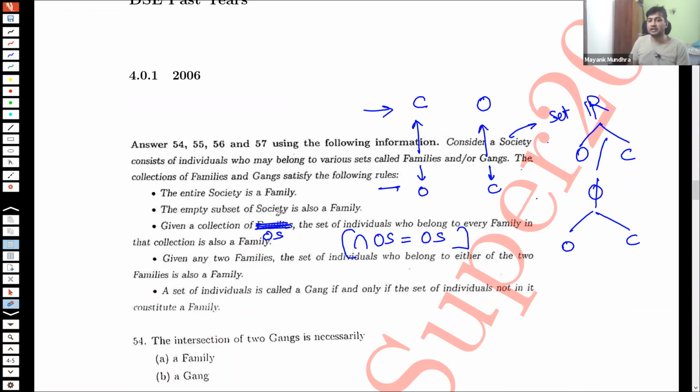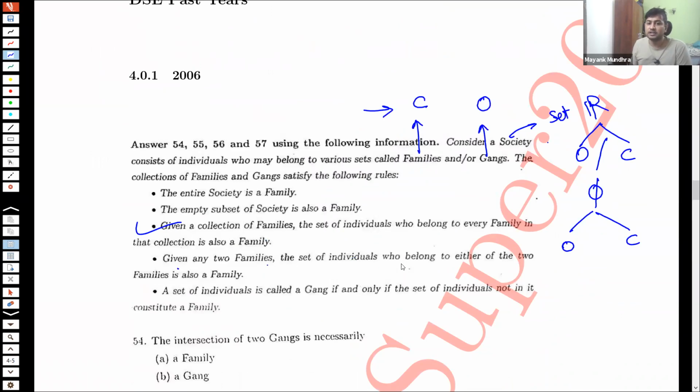He's saying that any collection of families is a family. So family cannot be an open set. So family has to be a closed set. So let us go with that idea that families are closed sets, which means gangs should be open sets. So let's go ahead with this assumption and see that we do not come to any contradiction.